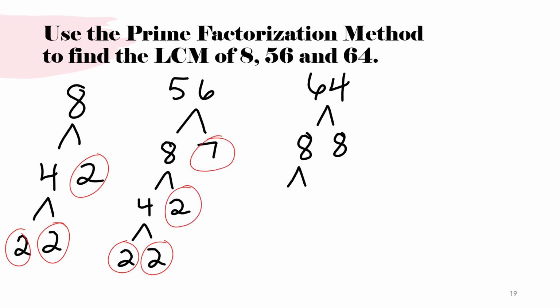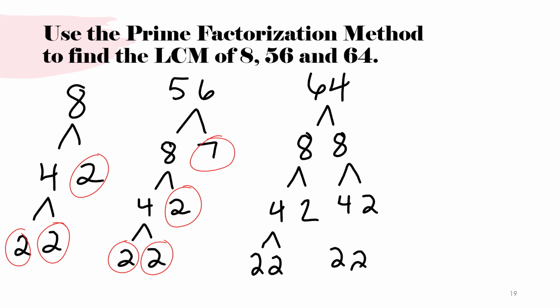And now 64. 64 can be split up into 8 times 8. Your 8s can be further split up into 4 times 2. 4 can be further split up into 2 times 2. We do the same for the other 8, split up into 4 times 2, and 4 gets split up into 2 times 2. Now we have a product of primes, 2 times 2 times 2 times 2 times 2 times 2. Oh, I'm missing one of my circles. There we go.